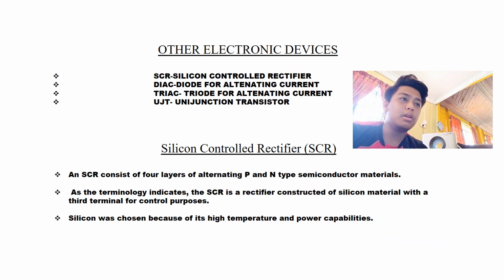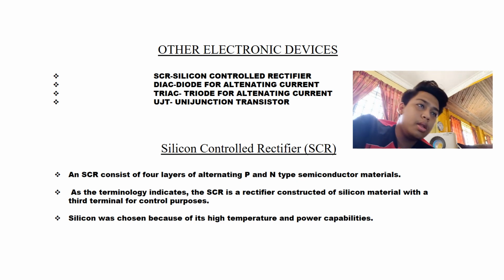Today I'm going to talk about topic 5, Introduction to Other Electronic Devices. First, I'm going to talk about other electronic devices such as SCR, silicon controlled rectifier, DIAC, diode for alternating current, TRIAC, triode for alternating current, and UJT, unijunction transistor.